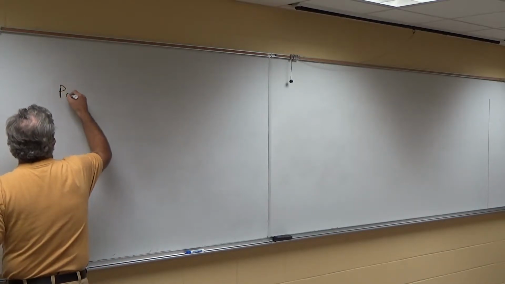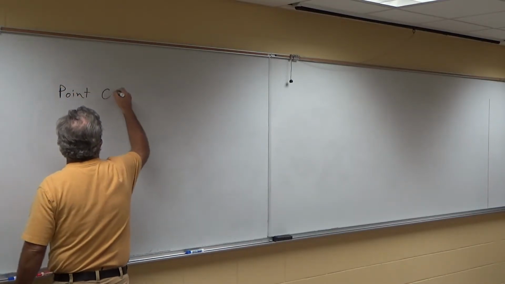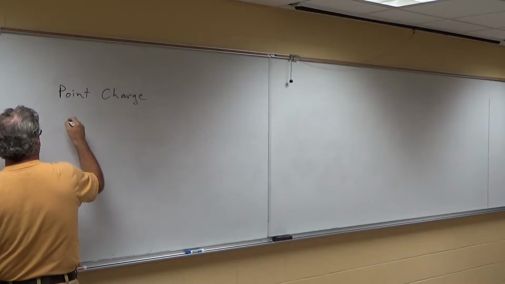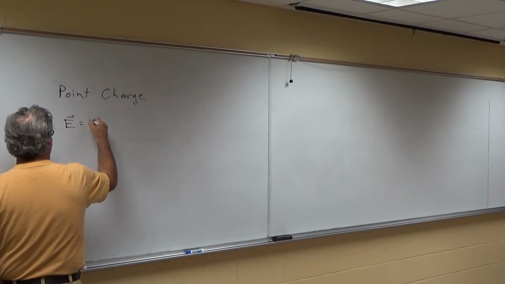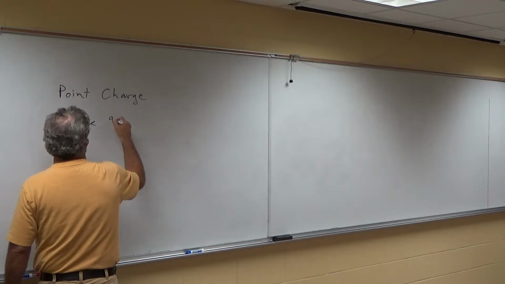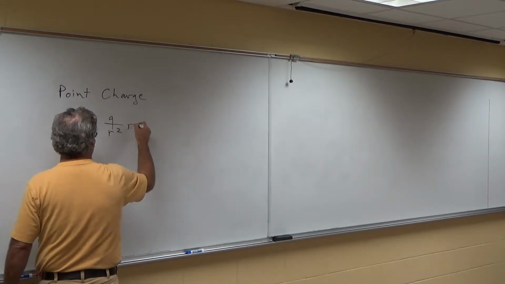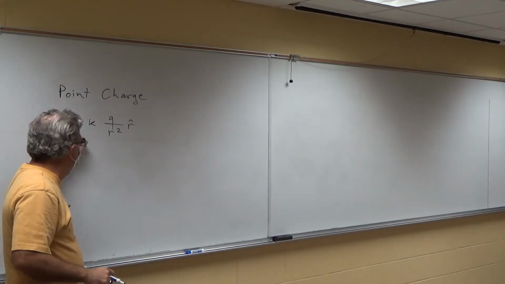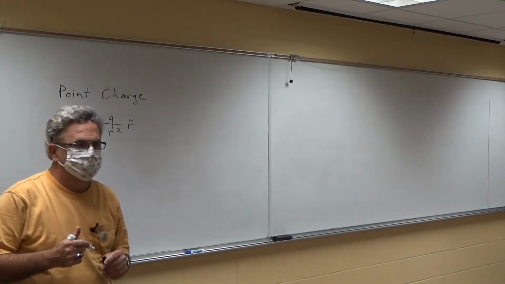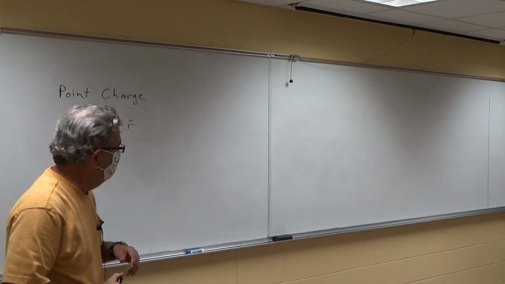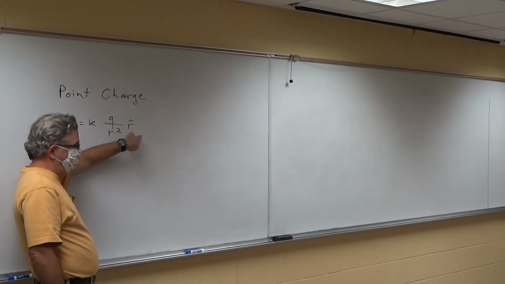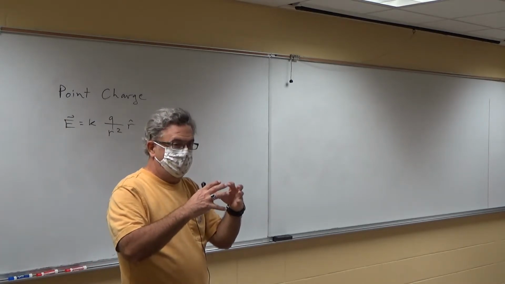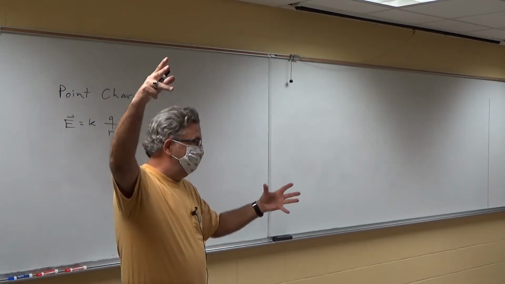So we said for a point charge, just to refresh your memory, that the electric field is equal to K times Q over R squared R hat. It's a vector, so if I write a vector on this side, I must have a vector on this side because I have an equal sign there. This is to remind me that the field of a point charge is radially symmetric. It's got spherical symmetry. It radiates out in 3 dimensions.